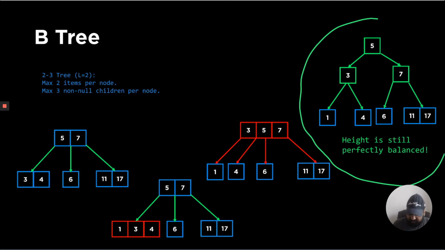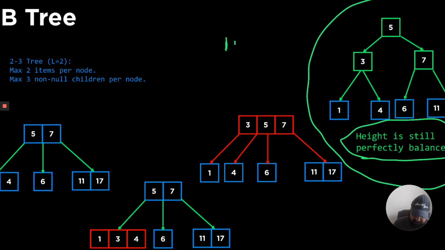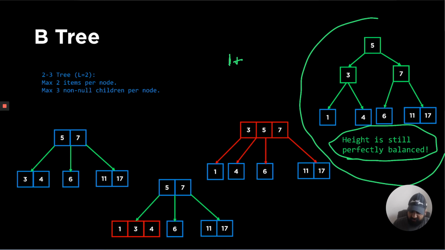You can see that it still satisfies the BST property, which is that everything on the left is less and everything on the right is greater. Also, you can identify that the height is still perfectly balanced. We didn't need any rotations, but it still worked. It just increased the height by 1 because we now have some split operations. So whenever we insert a new key into this B tree, it only increases the height by 1, and the tree is still pretty balanced.